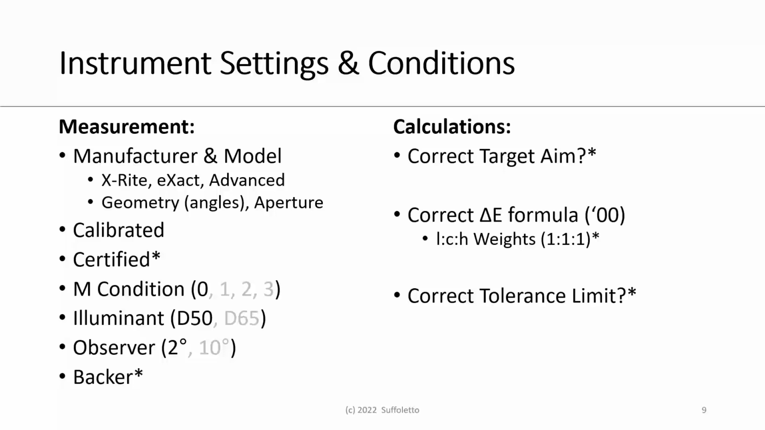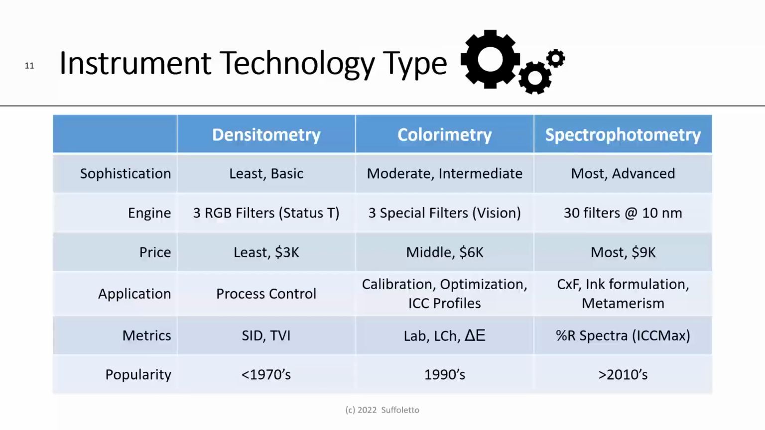But are you using the default suggested recommended LCH weights of 1 to 1 to 1? And finally, are you using the correct tolerance limits? So let's compare the instrument technology. Densitometers are basic, the least sophisticated. Spectrophotometers are the most advanced.